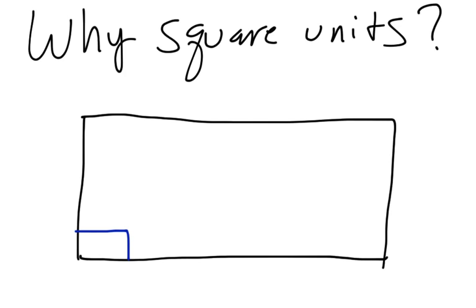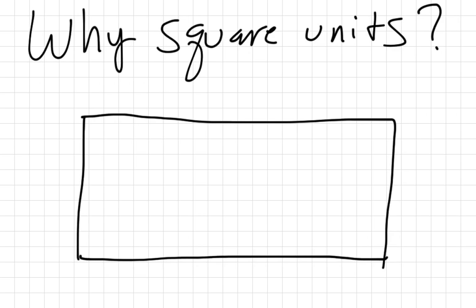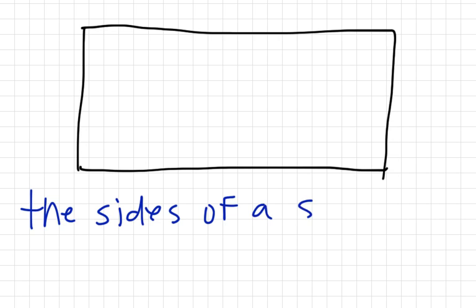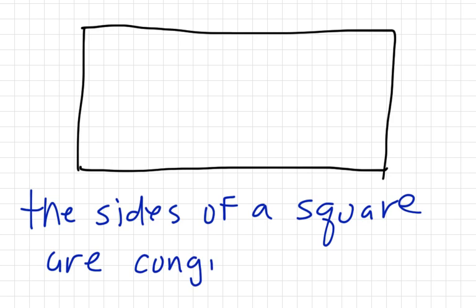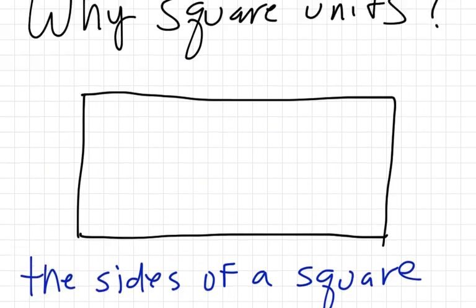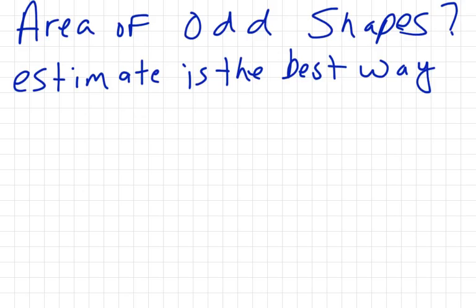So the reason why we use square units is because the sides of a square are congruent. It means all the sides are equal. And that's why we use square units.